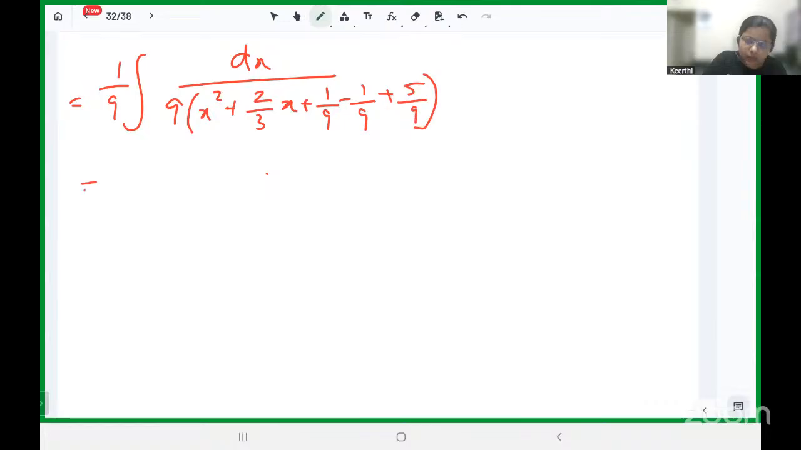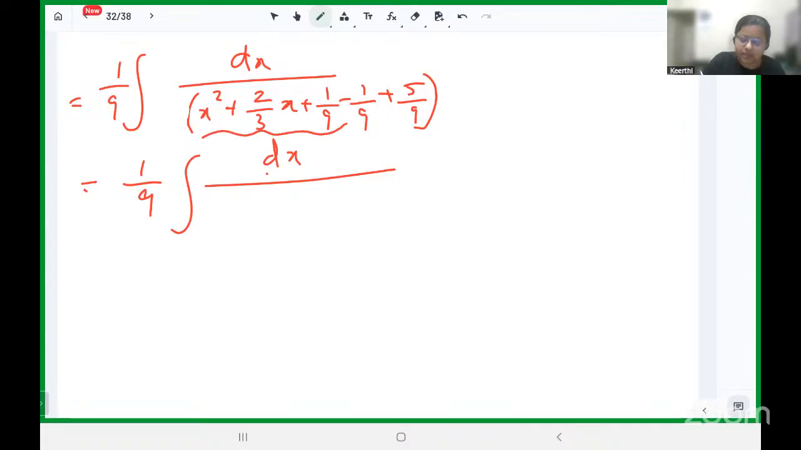Alright, so this is equal to 1 by 9 integral of dx by this one. You make it a perfect square. You take the root of x square, that is x. Then you put the second sign, that is x plus. Then you take the root of 1 by 9.